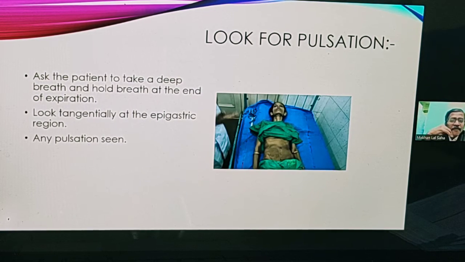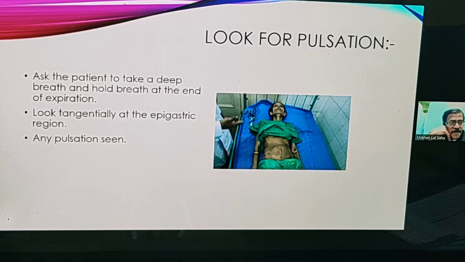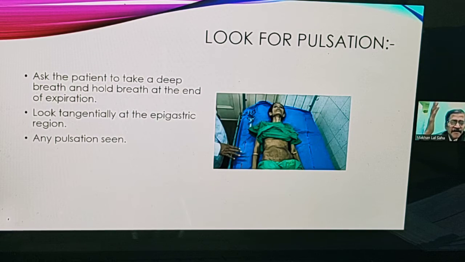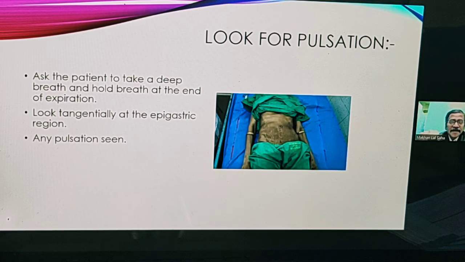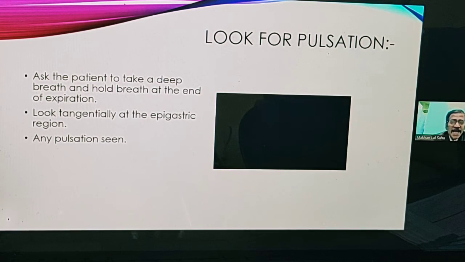Then look for pulsatile movement in the abdomen. How do you look for pulsatile movement? You ask the patient to take a deep breath. She should expire and hold the breath at the expiration and look tangentially. Patient may have a visible pulse in the epigastrium, which may be either a transmitted aortic pulsation or it can be an expansile aortic pulsation.